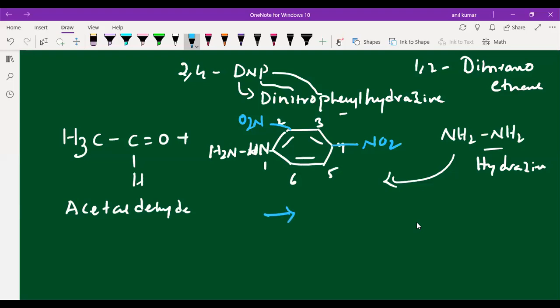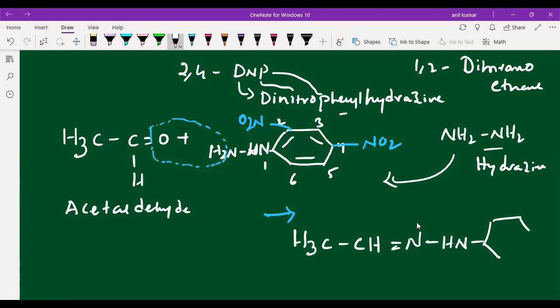this aldehyde group will now react with 2,4-dinitrophenylhydrazine, and thereby a water molecule will be eliminated, students. Carefully observe. Oxygen from this one and hydrogen from this one will be eliminated, and you will get a double bond between carbon and nitrogen. Thereby you are going to get CH3, CH double bond with nitrogen, NH. This you are going to get.